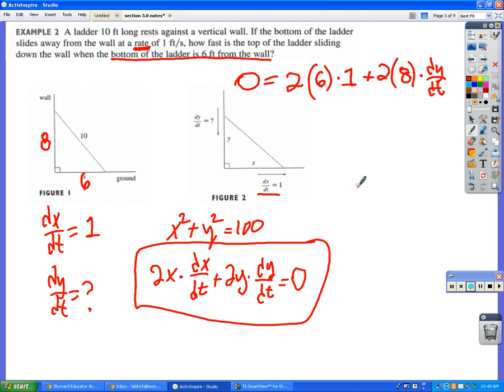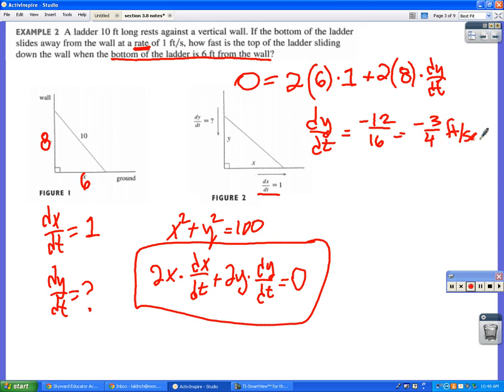So, survey says dy/dt equals negative 12 over 16, which is negative 3/4, and that would be feet per second. Great question. The reason this answer is negative is because the top of the ladder is going down. Well, 2 times 6 times 1 is 12, so you subtract 12 and divide by 16.